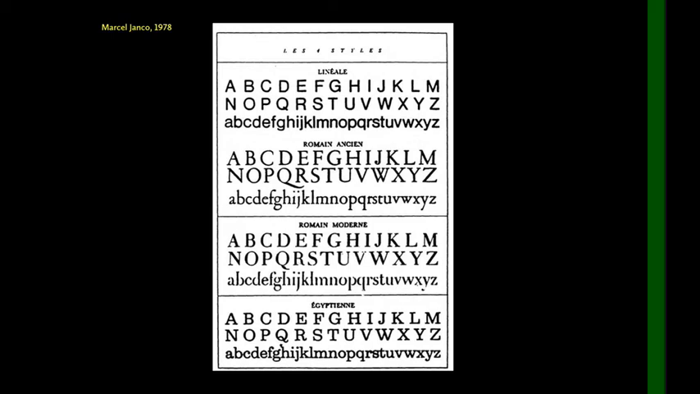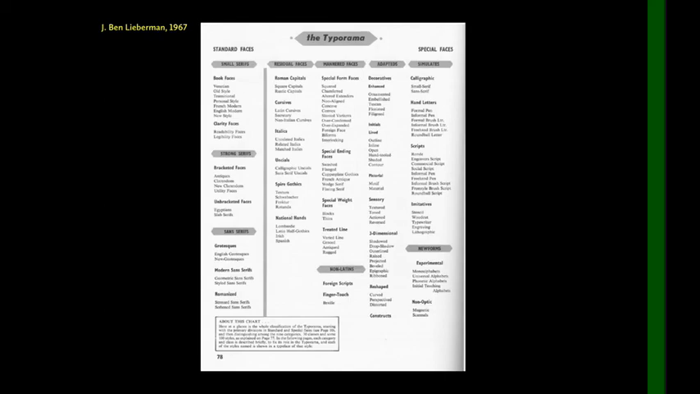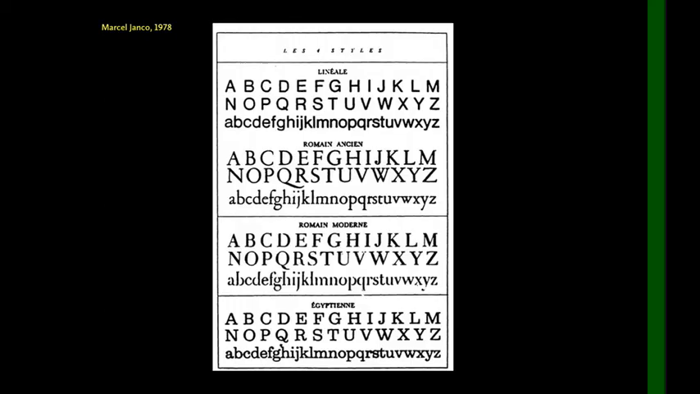Lineal, ancient Roman, modern Roman, and Egyptian. These were his 4 styles. So I think these are the 2 ends of the spectrum. Lieberman is being way too complex with his system. Janco is being way too simple.